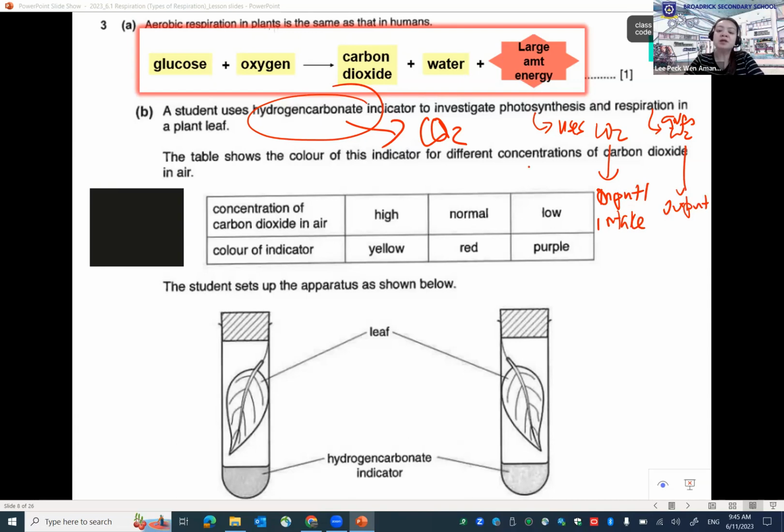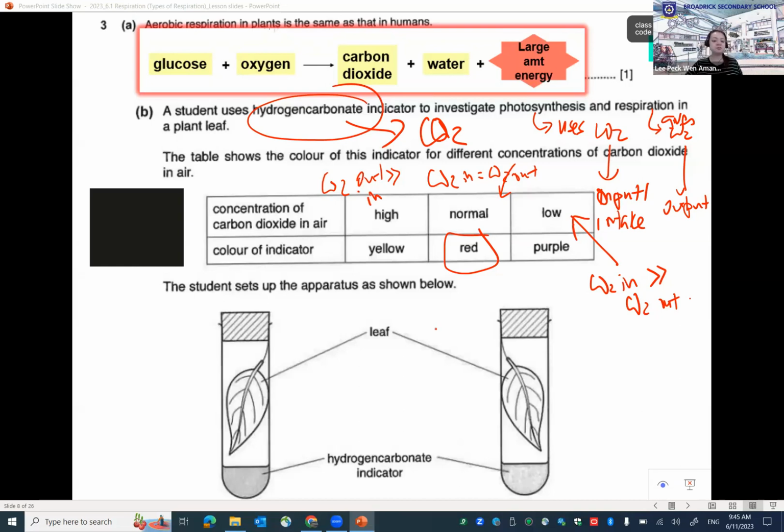Okay, so over here in normal atmospheric conditions, the color will appear red. That means CO2 in is equal to CO2 out. Okay, if your CO2 is low, that means CO2 in is much more than CO2 out. And likewise, yellow, that means the concentration of carbon dioxide in the air is high, because CO2 given out is much more than taken in. Okay, so you get a different color.